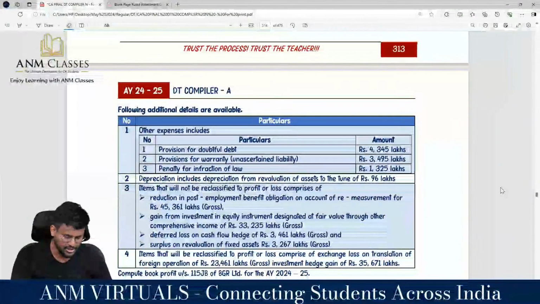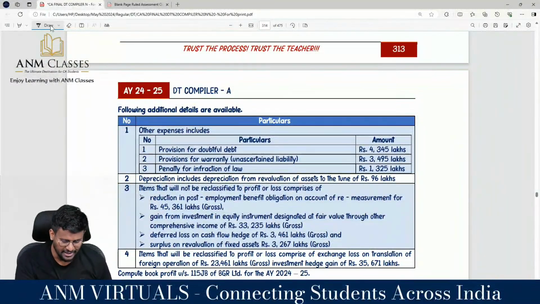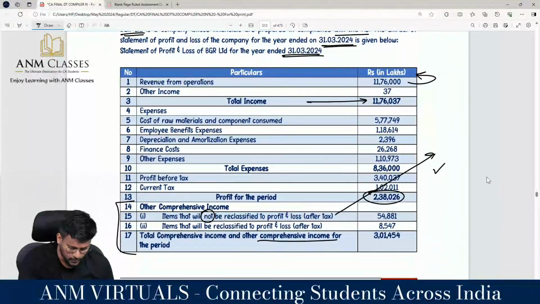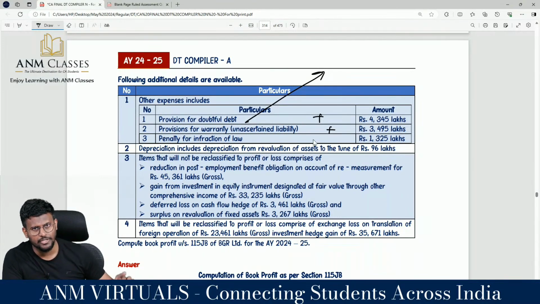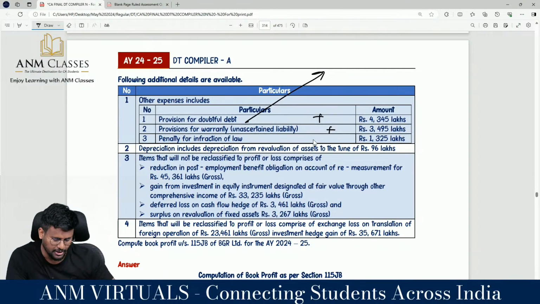Now I am going to analyze. The following additional details are available. Other expenses include, here you are having other expenses, the details of which they have given. Provision for doubtful debts should be added back because of diminution in the value of the asset. Provision for warranty, an unascertained liability, should be added back because the provision is created for an unascertained liability. Penalty for infraction of law is relevant only under the normal route, not relevant under the MAT route.